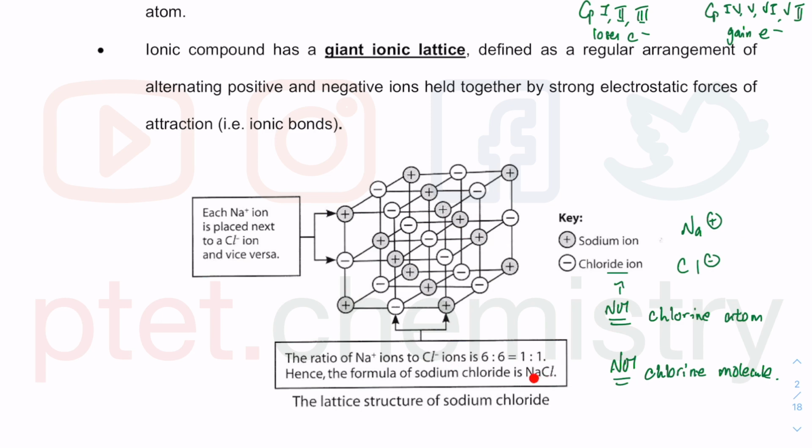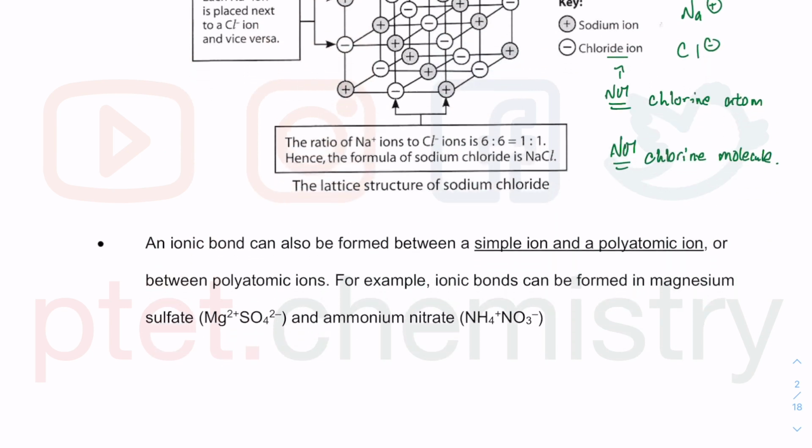Now the ratio of these ions in the way they are arranged is 1:1. That's why the formula is NaCl. It means there's one Na and one Cl. This is between the non-metal chlorine and the group 1 metal sodium. So we know that this is an ionic compound with an ionic bond, and we get transfer of electrons from the sodium to the chlorine. You should be able to draw a dot and cross to represent that.